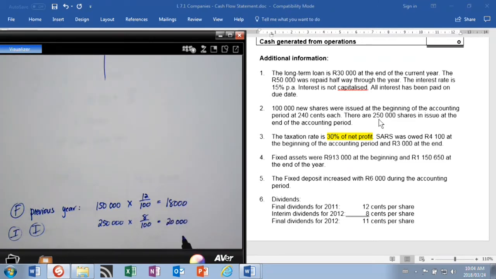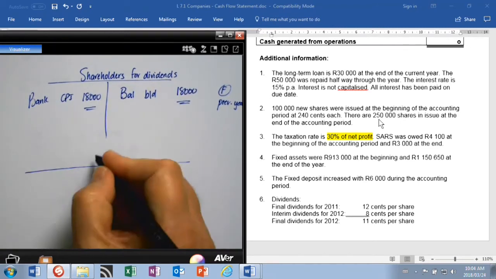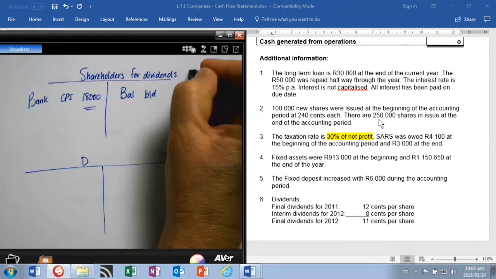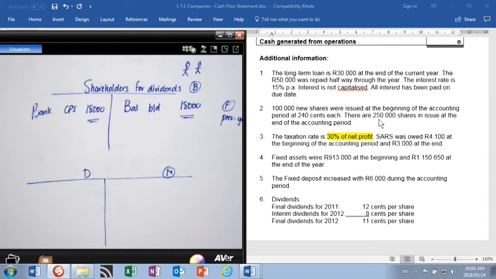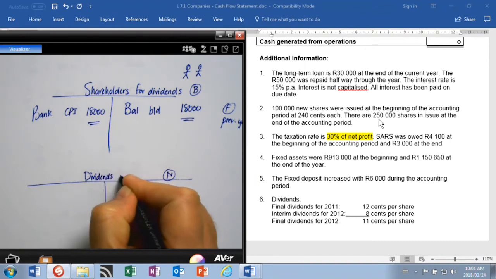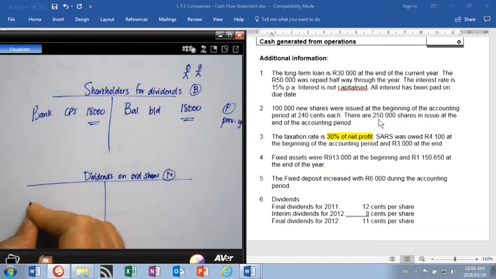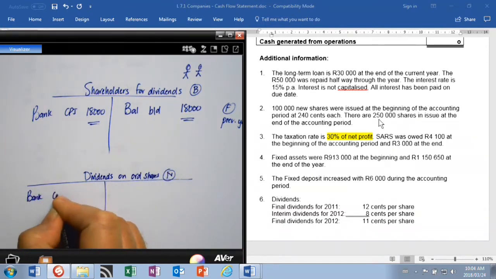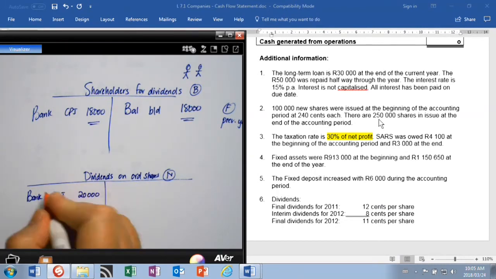Where do we see the interim dividend? We don't see the interim dividend in the shareholders. We see the interim dividend in our nominal account. Remember, that is our B account. That is our shareholders that we owe money to. But in the nominal account, dividends on ordinary shares, there on the debit side is a bank CPJ. That is your interim dividend that we pay during the year. So that's where we see the 20,000.